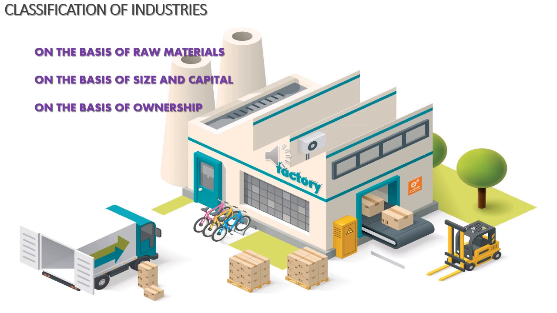First, on the basis of raw materials, then on the basis of size, and also on the basis of ownership. Industries are normally classified into various types. Generally they are classified on the basis of the source of raw material, then on the basis of size, then on the basis of ownership. First we will discuss the classification on the basis of raw materials.